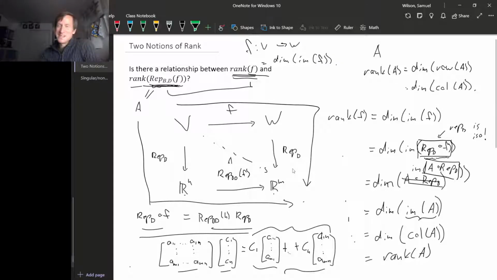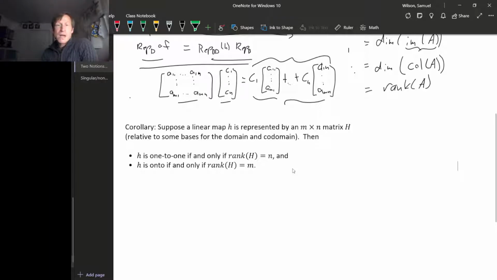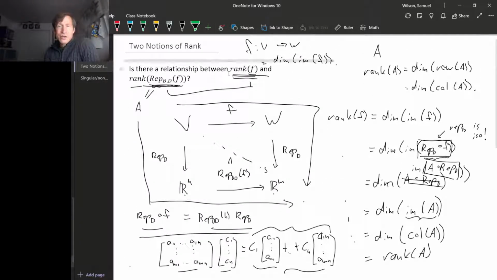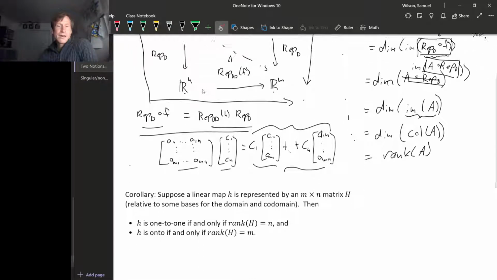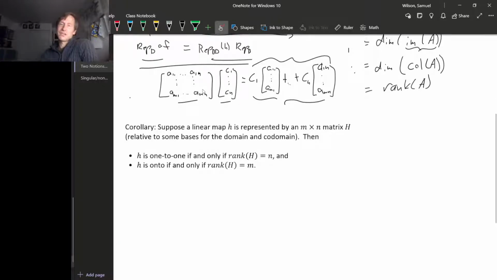Okay, so this should have been in the last video, so I hope you're watching this immediately after the last one. This fact that these two notions of rank are actually the same, the rank of a linear map and the rank of the matrix that represents the linear map, those two are always equal, that has some nice consequences. It lets us observe some properties of linear maps just in terms of the matrix of those linear maps.